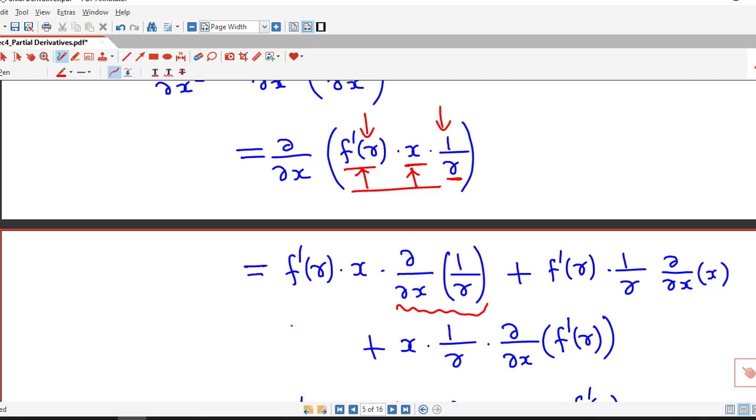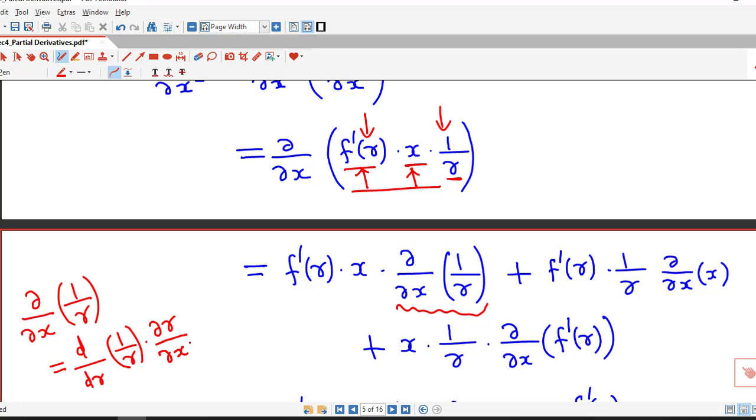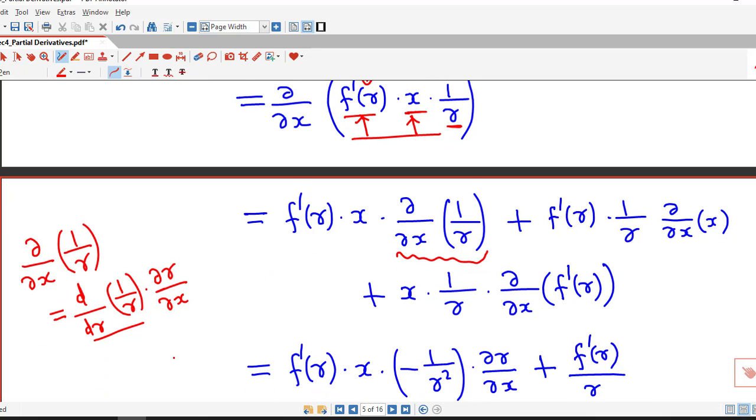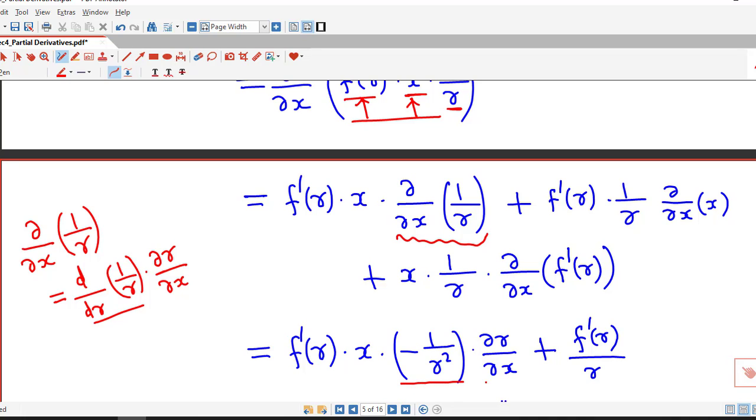Now 1 by r. Here also we have to apply chain rule, because 1 by r is a function of r, but r is a function of x and y. So here we have to first differentiate 1 by r with respect to r, and in the product we write down del r by del x. So the derivative of 1 by r is minus 1 by r square into del r by del x.